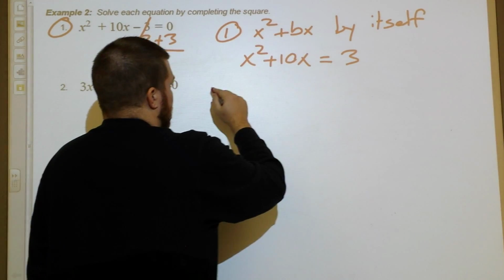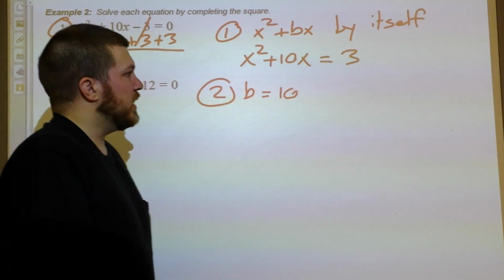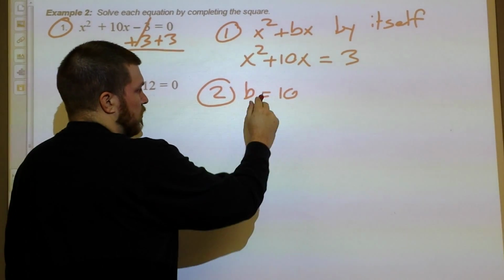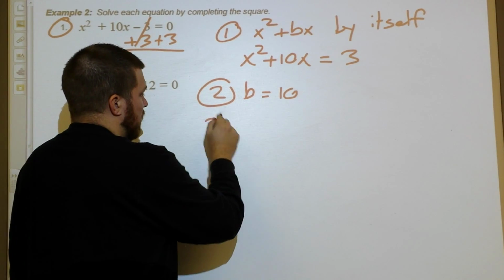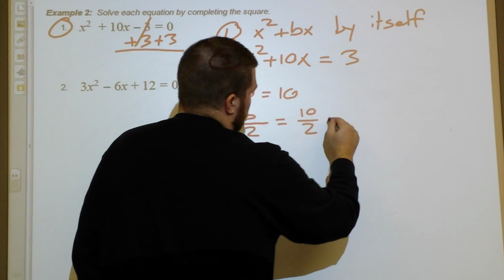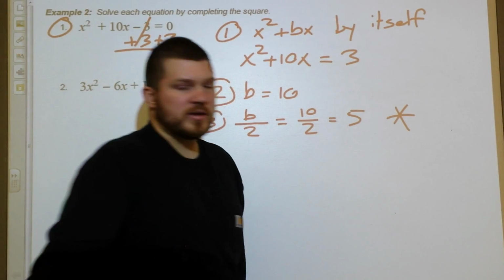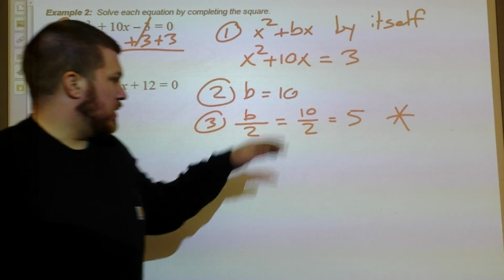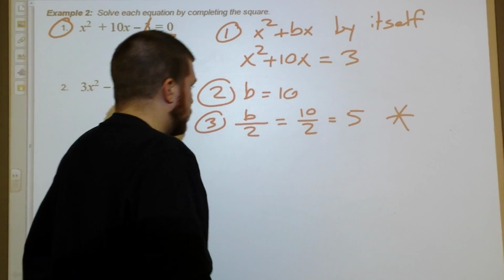Well, now based on this, my b is equal to 10. The next step says, alright, well, we want to take b, whatever that is, for this particular problem is 10, we want to divide it by 2. So 10 divided by 2 is 5. And I'm going to put a star next to this because if you remember, like we did in the completing the square videos, this step 3 is going to help us factor this in the very end.